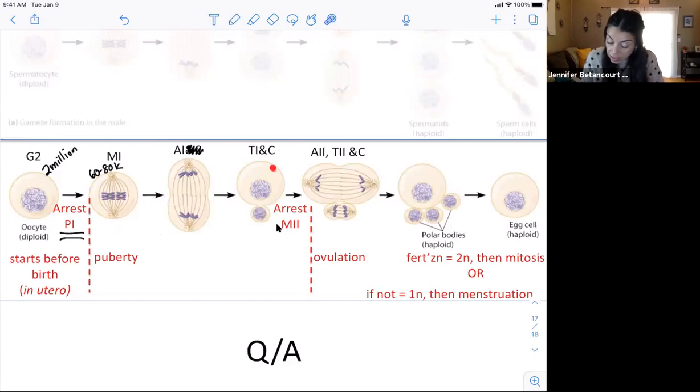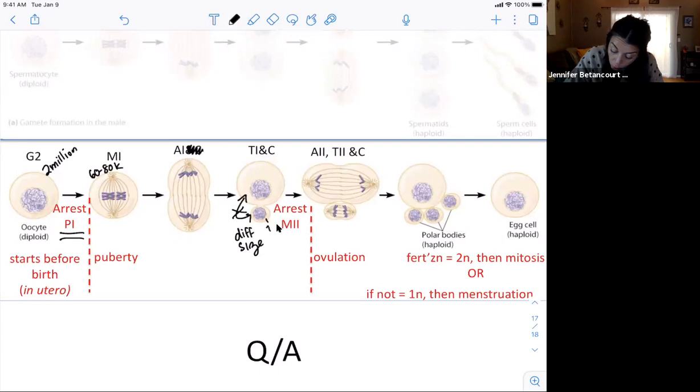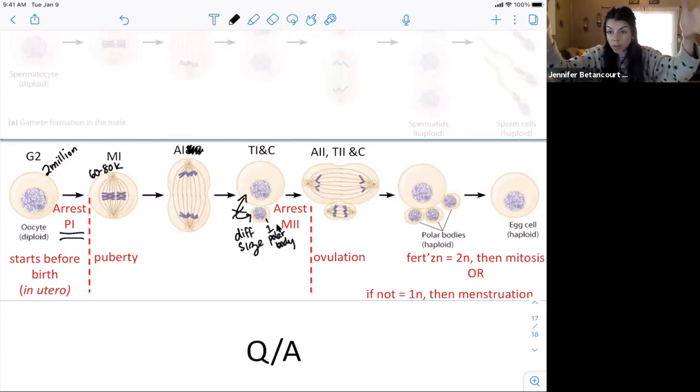telophase and cytokinesis, here's your asymmetrical division. These are not the same size, different size. This is your asymmetrical division. This is going to be one polar body. So basically you can see that the cytoplasm, that means the cytosol and most of the organelles, gets pushed into one cell.